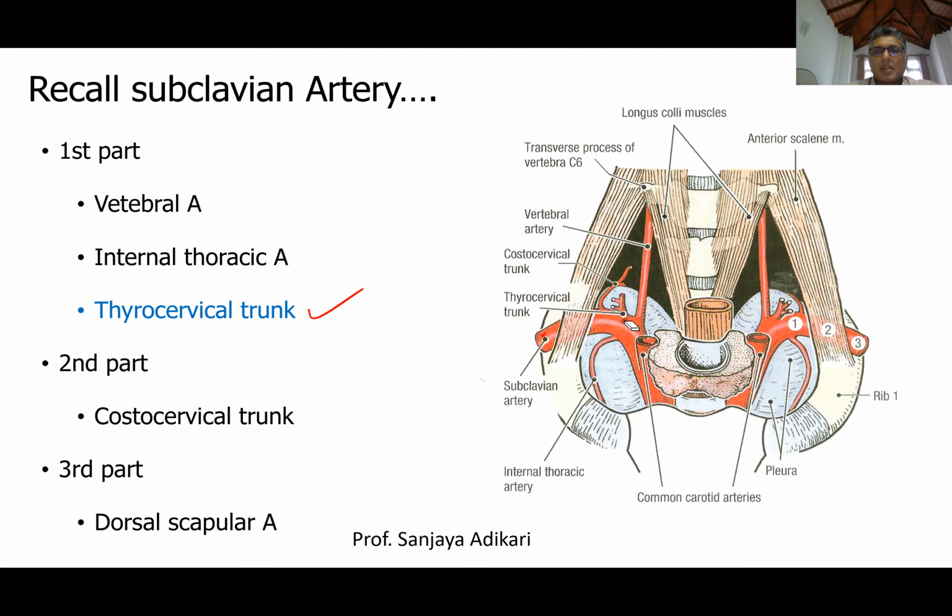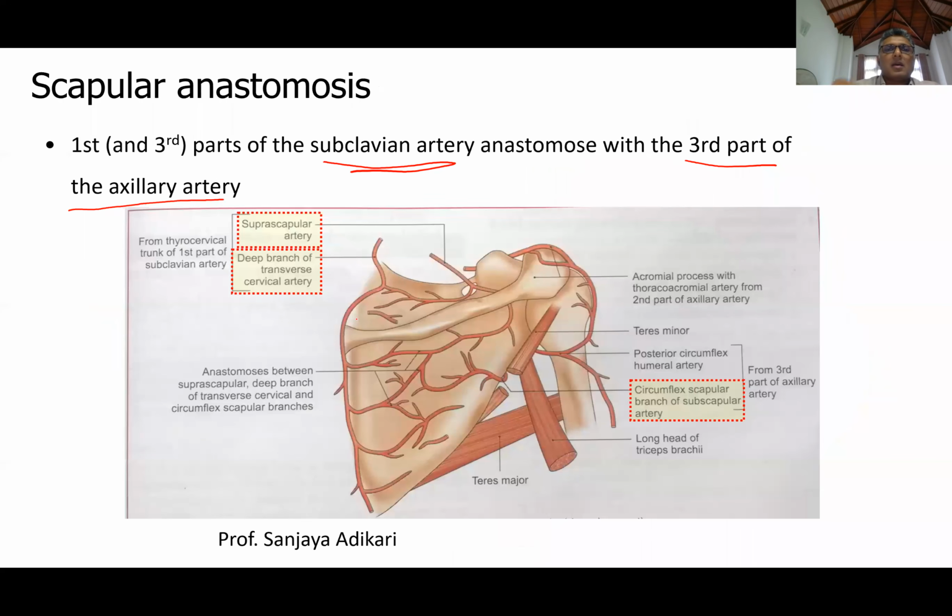From the first part of the subclavian artery, you get the vertebral artery, the internal thoracic or internal mammary artery, and the thyrocervical trunk. From the thyrocervical trunk, you get a branch called the suprascapular artery, which is related to the suprascapular notch here. And from the suprascapular artery, you get branches supplying the supraspinatus and infraspinatus fossae.